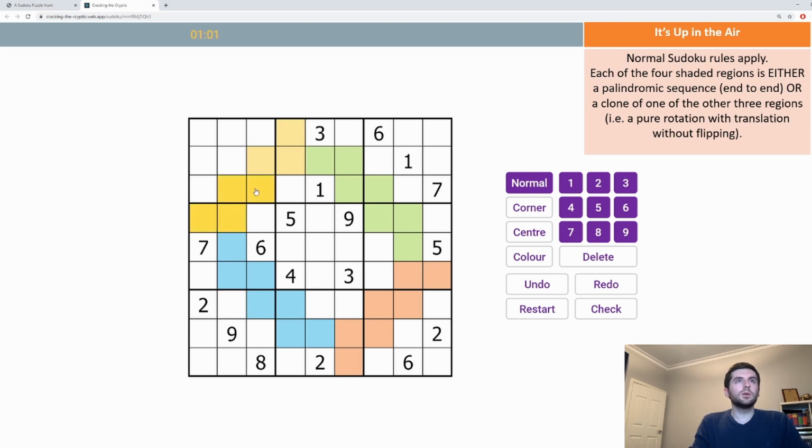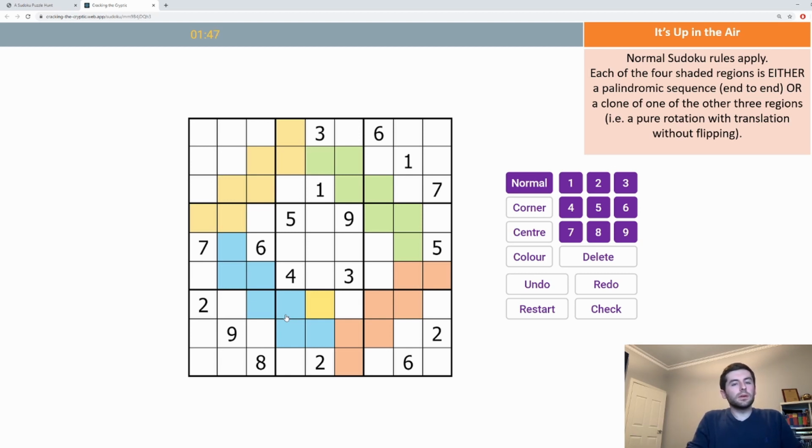Now, with regards to clones, these are for translation with rotation and no flipping. So if we were to rotate this yellow shape over to this green shape, we can see that this cell would be equal to this cell. If we were to rotate again to the red shape, it would be equal to this cell. And rotating back to the blue shape, we would see this cell. So if all 4 of these shapes were clones of each other, we could see that these cells would all have to be equal. And once again, this is also impossible, as normal Sudoku rules would not allow the same digit in the same box or in the same row.